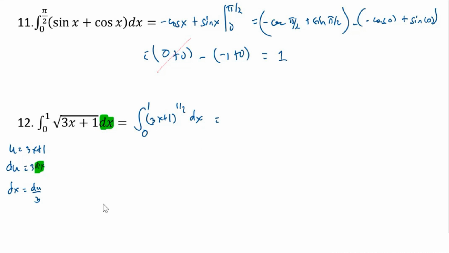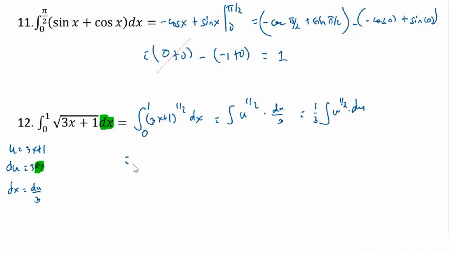Now we can use the substitution method. So we can write the meaning of 3x plus 1 is u. So we have u raised to 1/2. And the meaning of dx, as we defined here, is du over 3. Then we are going to write the constant multiplier outside. So we have 1/3 the integral of u raised to 1/2 times du. Now we are going to use the power rule.